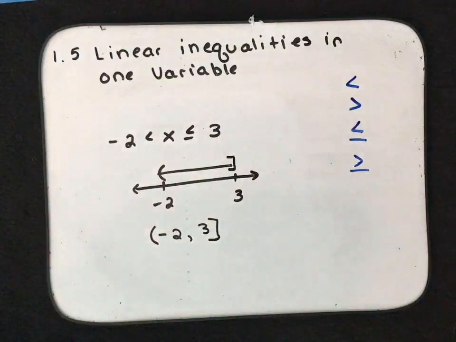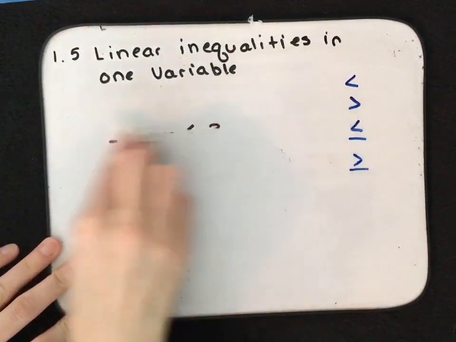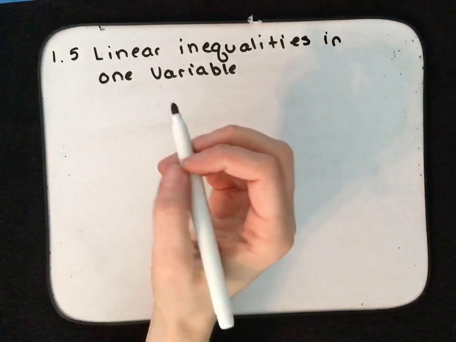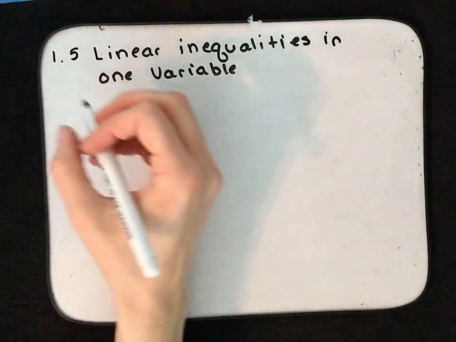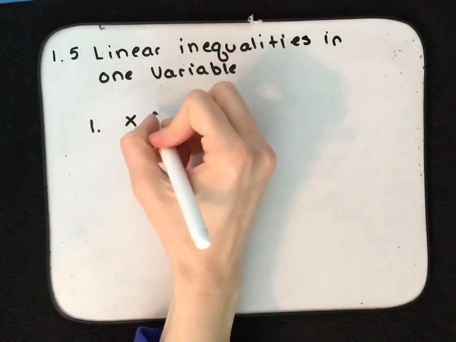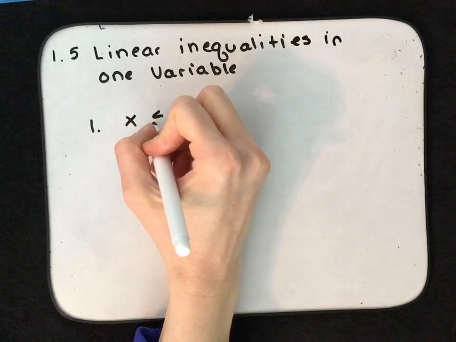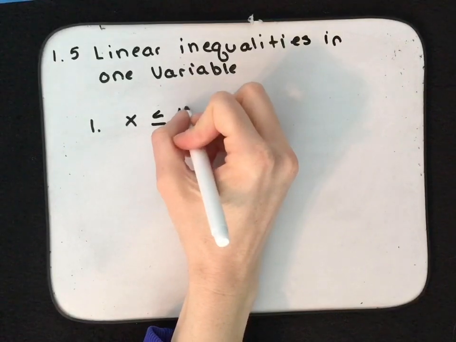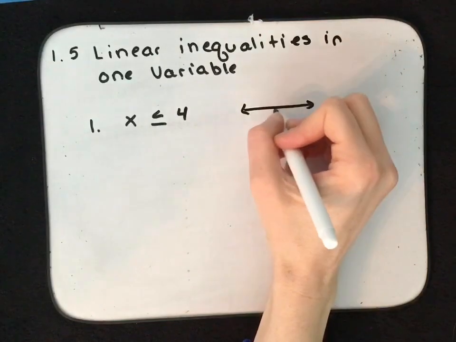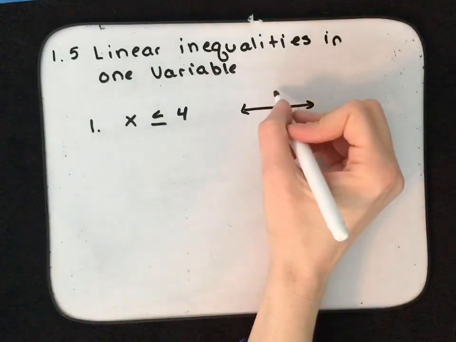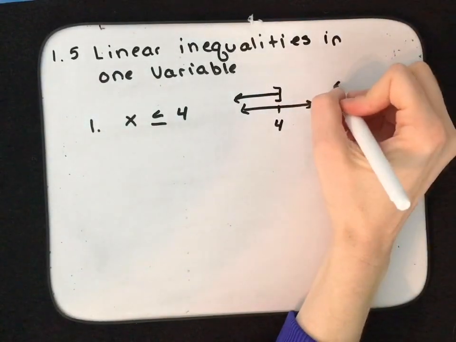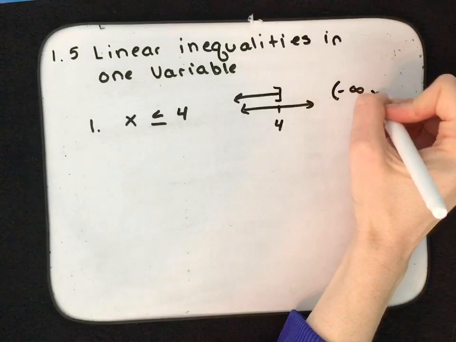Let's solve some inequalities using the same idea. So here we have, for question 1, x is less than or equal to 4. Nothing to solve here. We can just graph this one. So here's our 4. Here's our hard bracket. Anything less like this, our interval notation is -infinity up to 4.